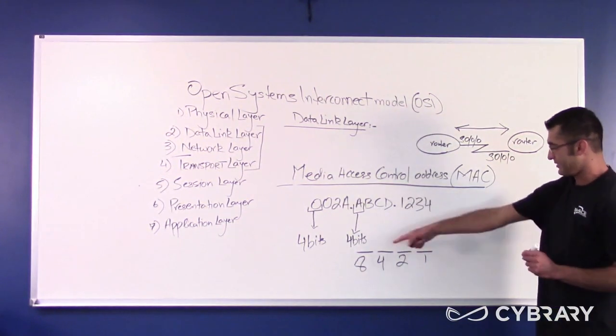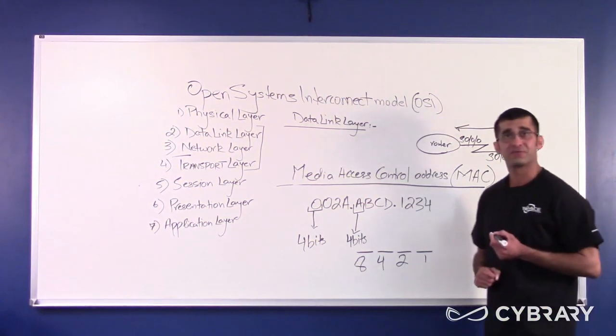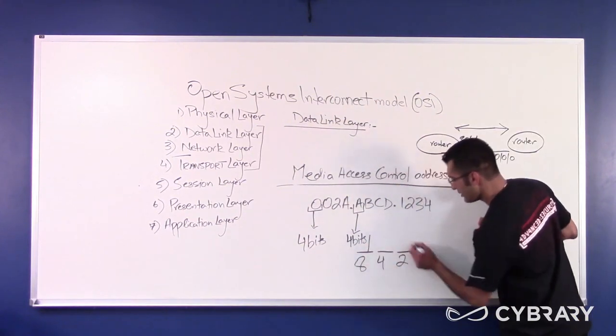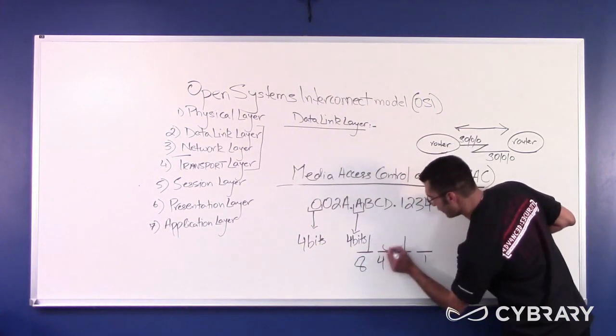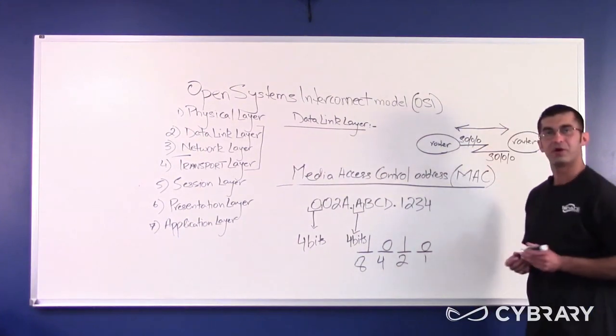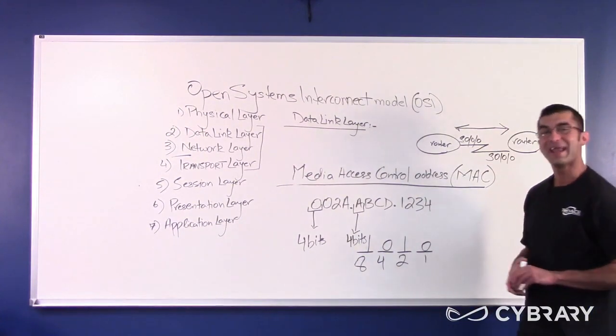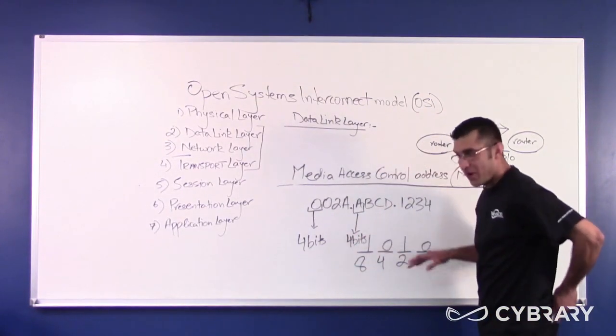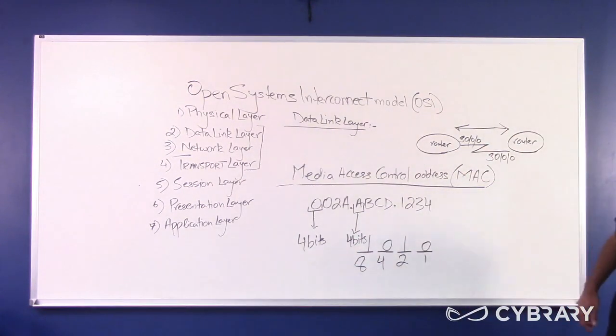How do I get A out of these 4 bits? A actually stands for 10, right? So the 8-bit is on, and the 2-bit is on. The 4 and the 1 bits are turned off. That gives you A. Now, I'm going to erase this part because I need to explain other stuff about the MAC address.